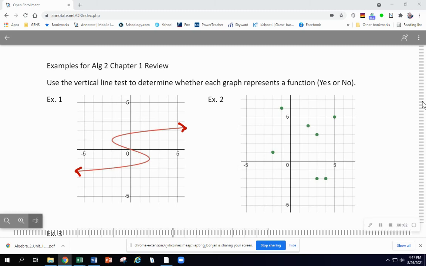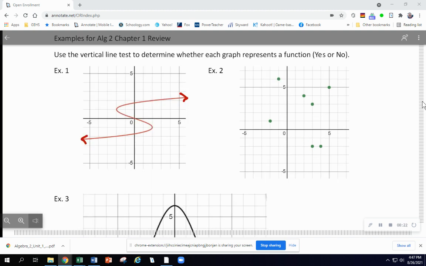Okay, this is Mr. Peterson, and I'm going to take you through some examples for the Chapter 1 review in Algebra 2 and Algebra 2 Honors. We're going to start with example 1 here, and we're supposed to use the vertical line test to see if this is a function. So ultimately, we're looking for a yes or no on these problems.